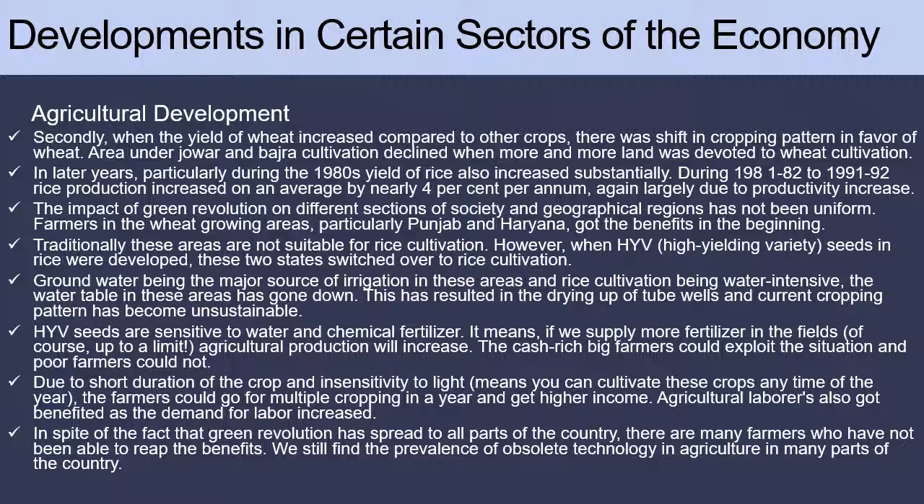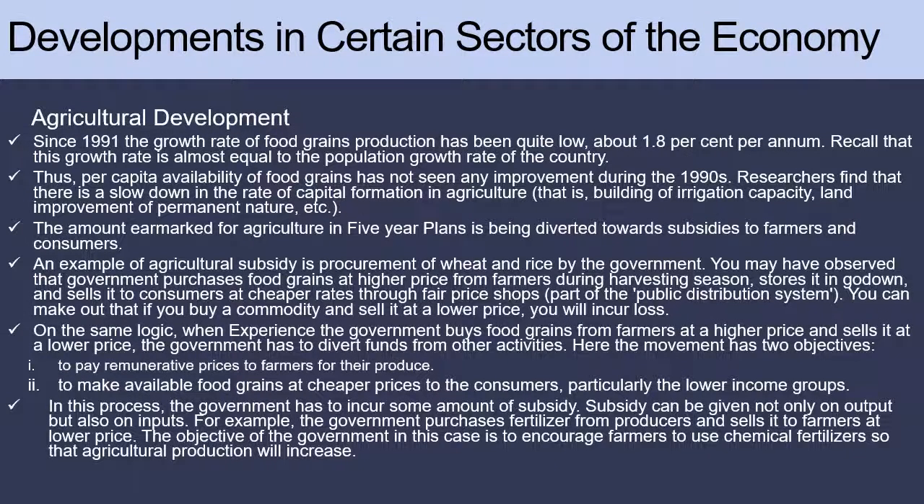In spite of the fact that the Green Revolution has spread to all parts of the country, there are many farmers who have not been able to reap the benefits. We still find the prevalence of obsolete technology in agriculture in many parts of the country. Agricultural development: since 1991, the growth rate of food grains production has been quite low, about 1.8% per annum. Recall that this growth rate is almost equal to the population growth rate of the country. Thus, per capita availability of food grains has not seen any improvement during the 1990s.